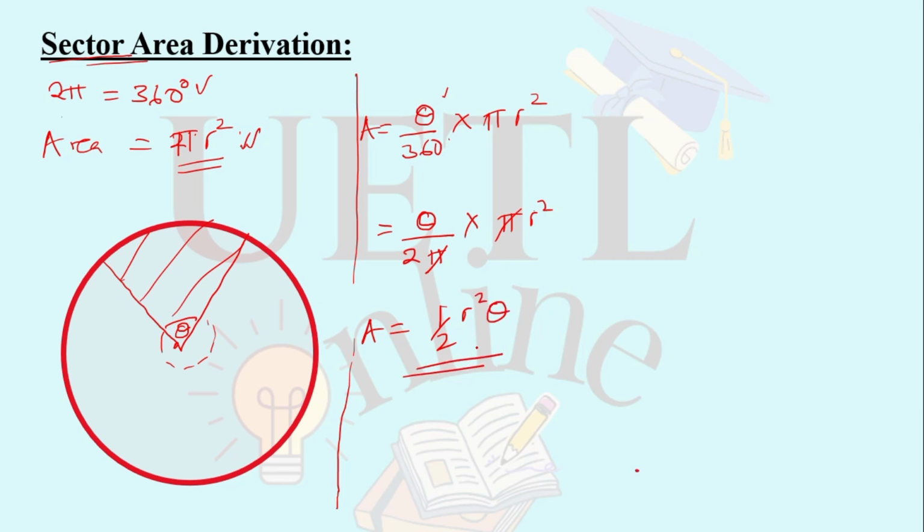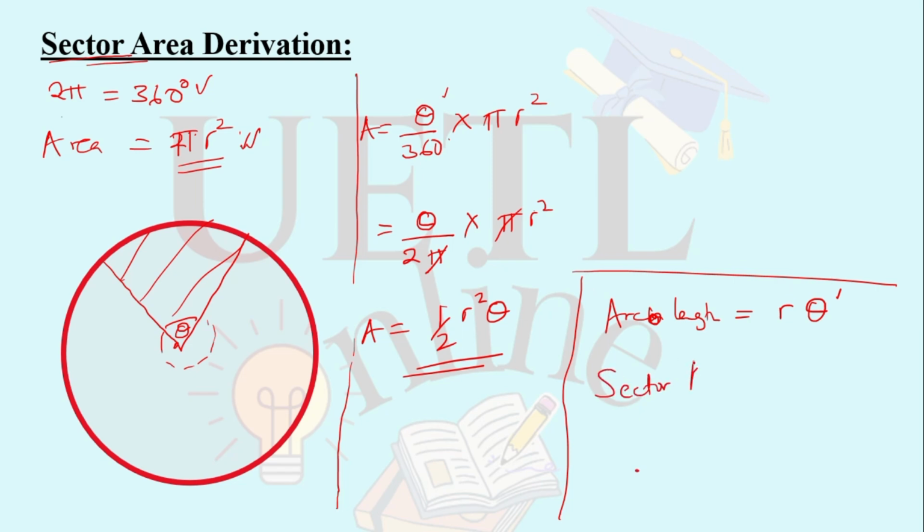Let's go to our next chapter where we are going to use this equation. The first equation was the arc length. The arc length was given by r theta, given that theta is in rads and the radius is in any units. Then the sector area is given by half r squared theta, given that theta is in rads. These are the formulas we're going to use for the next example.